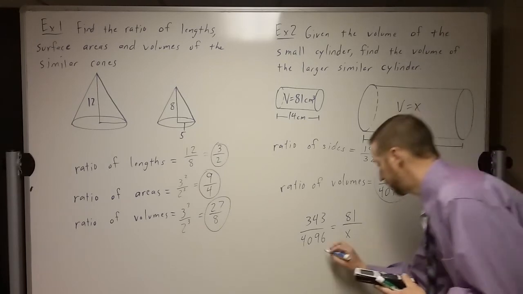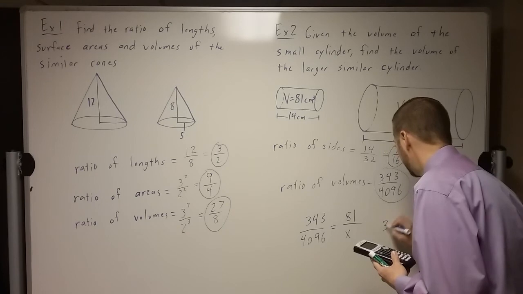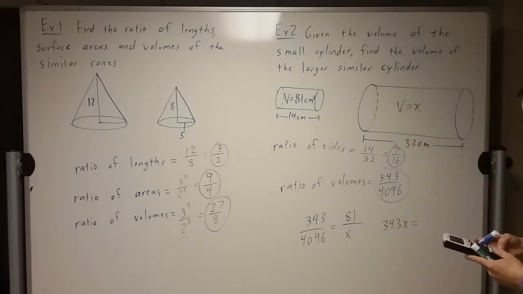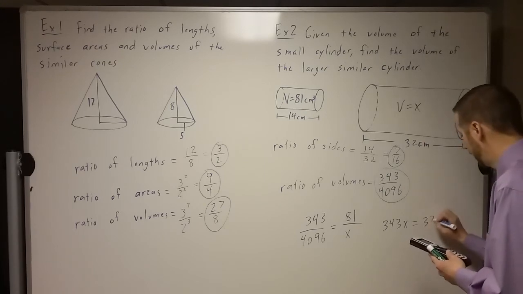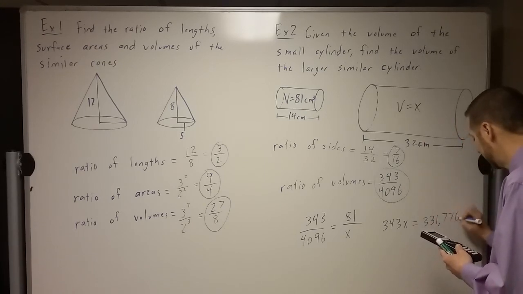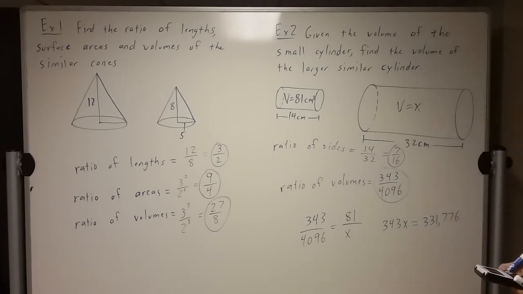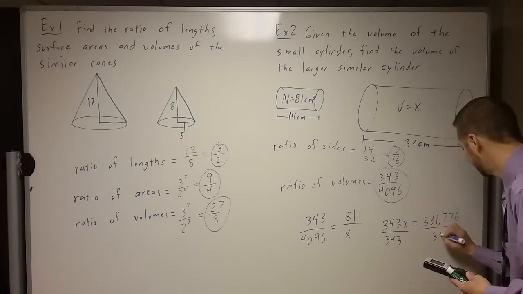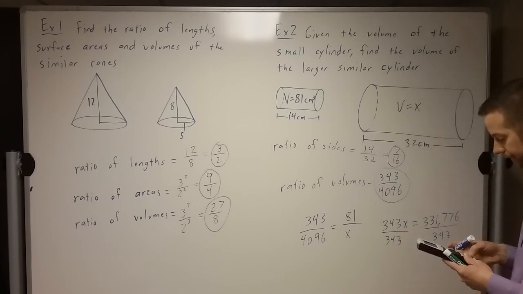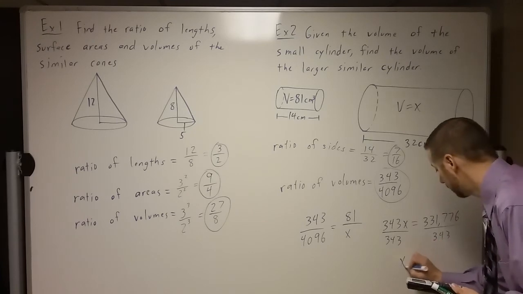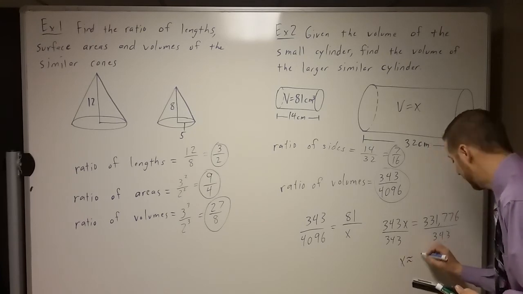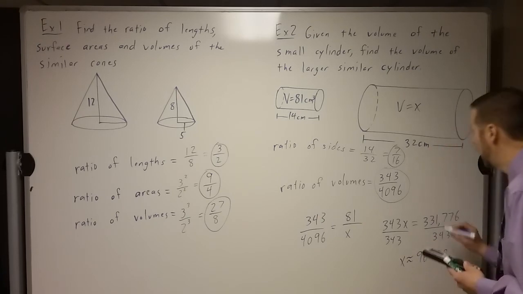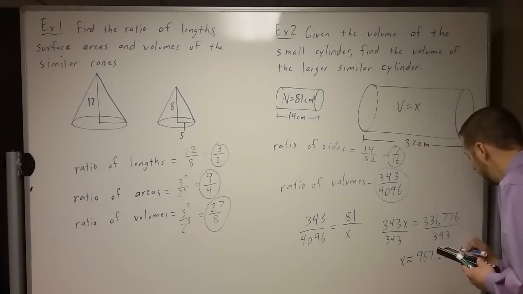And so when I cross multiply here, I'm going to have something like 343x equals 4,096 times 81, which is going to be an even bigger number, 331,776. Now to get x completely by itself then, we just need to divide both sides by 343. All right, so if I do that, that gives me the volume of the larger shape here. The larger cylinder is 967.28, and that would be in cubic centimeters.